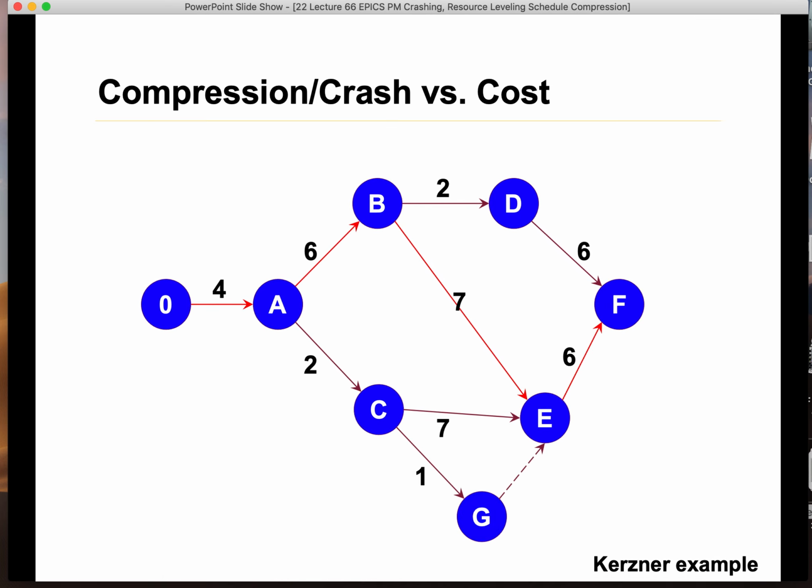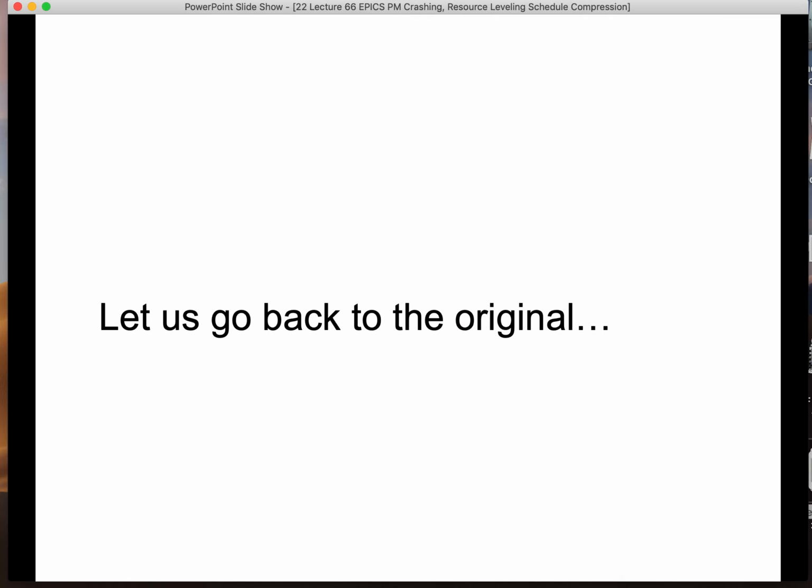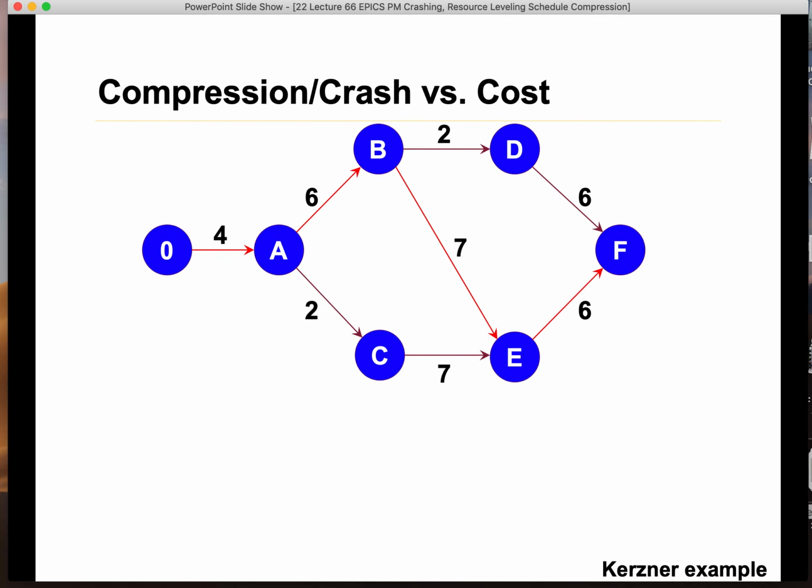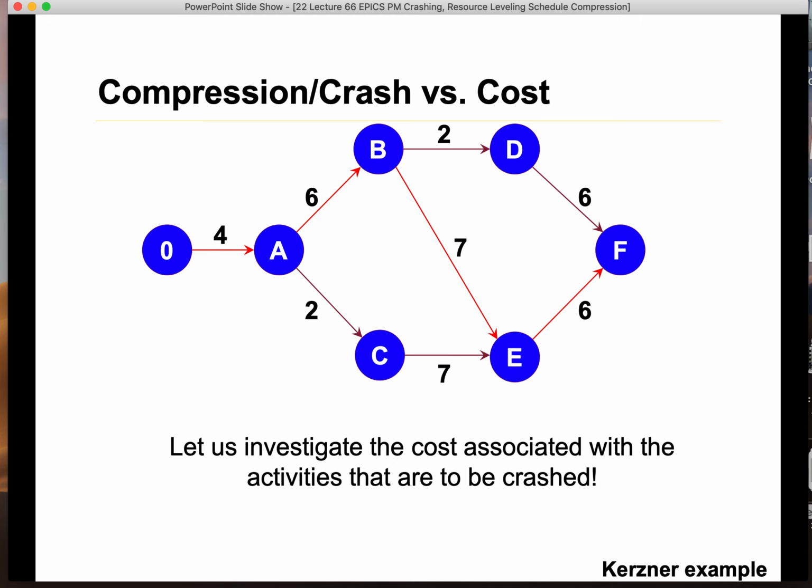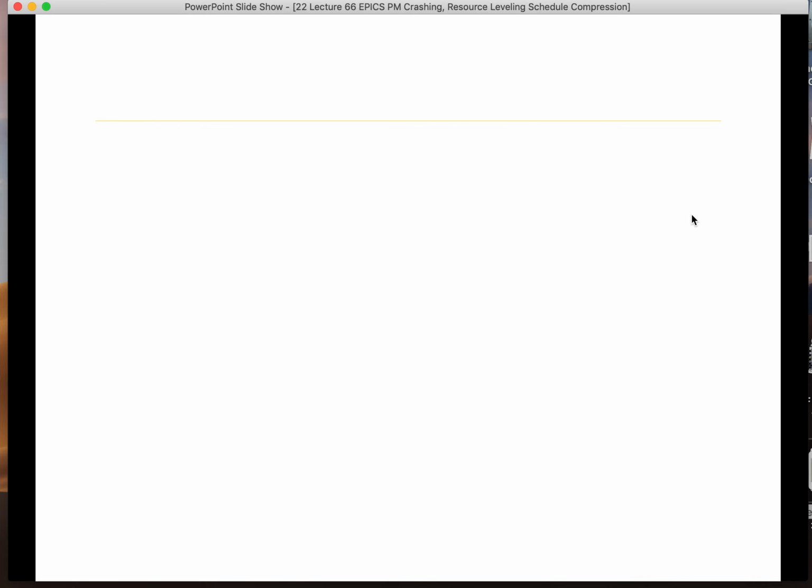So basically what it is saying is you want to add a G between C and E. Okay, so let's go back to the original one. So let's investigate the cost associated with the activities that are to be crashed. So this is your critical path: 4, 6, 7, and 6. As you can see, these arrows are different colors. So this is your critical path.